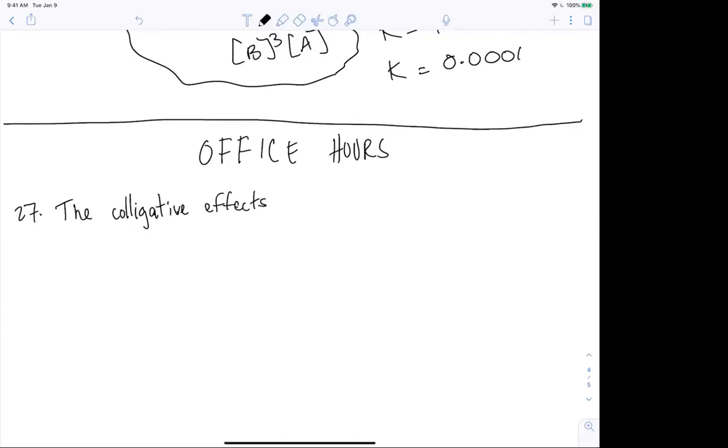Colligative effects of a 2-molar aqueous glucose solution. So we're looking at problem 27. I'm saying this for the video, but we're looking at problem 27 in the unit 1 problem set. I'm just rewriting it. It's a 2-molar aqueous glucose solution would be 1 molar.